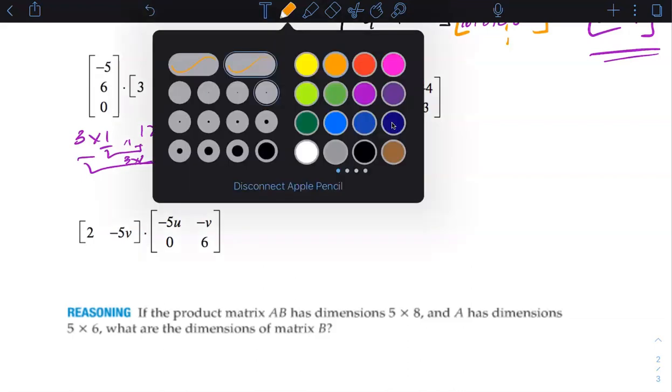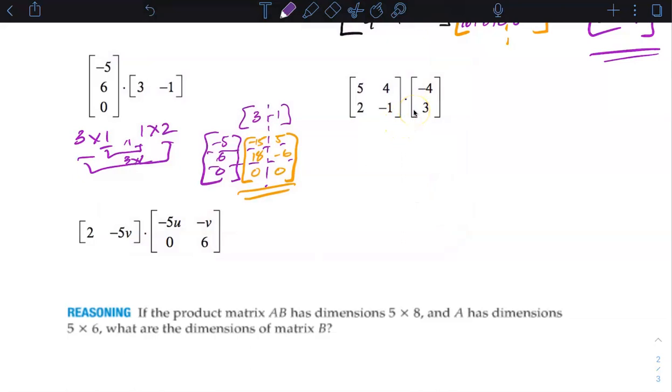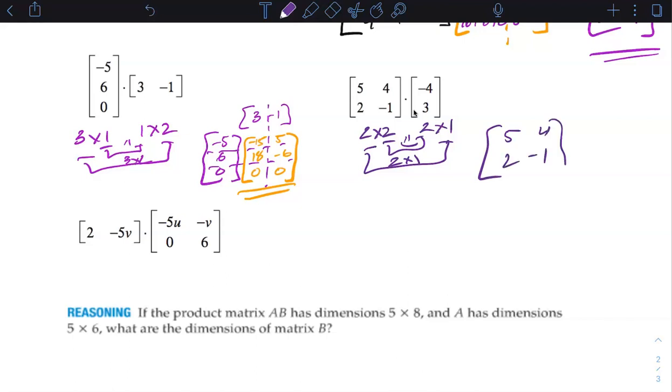This is the next one. This is a 2 by 2. This is a 2 by 1. 2 rows, 1 column. So yes, you can multiply them again. And you get a 2 by 1. Let's keep doing the one we're doing. So I'm going to do 5, 4, 2, negative 1, multiplied by negative 4 and 3. Again, there's only one space between these two. I like to show the new matrix. So you can see we get a 2 by 1, right?